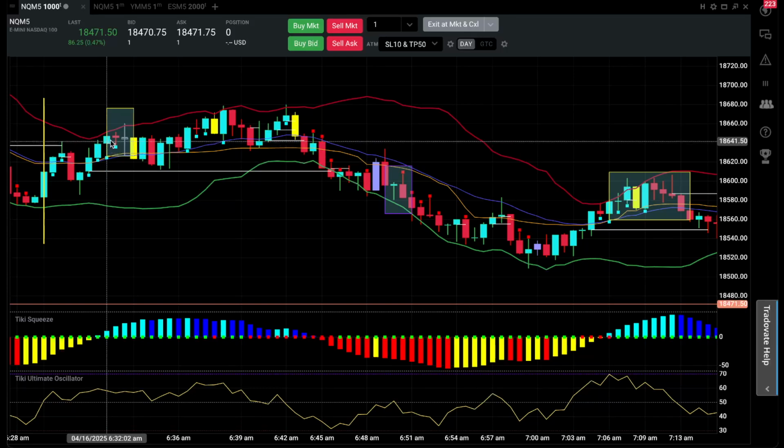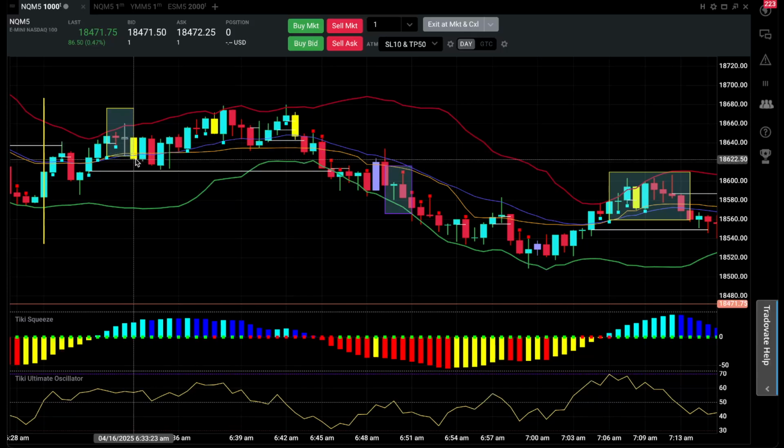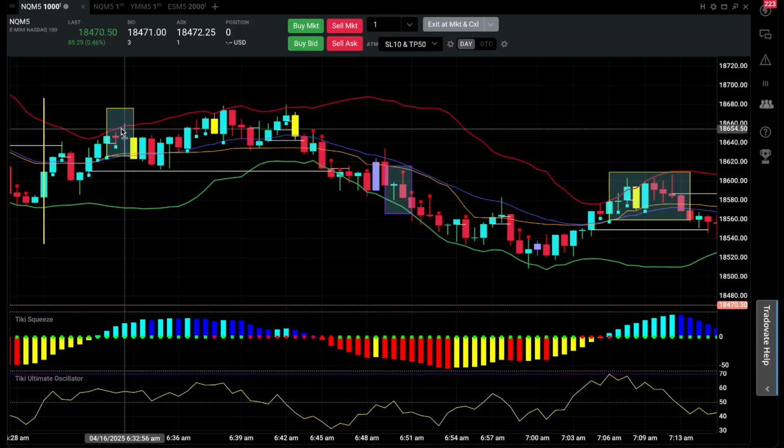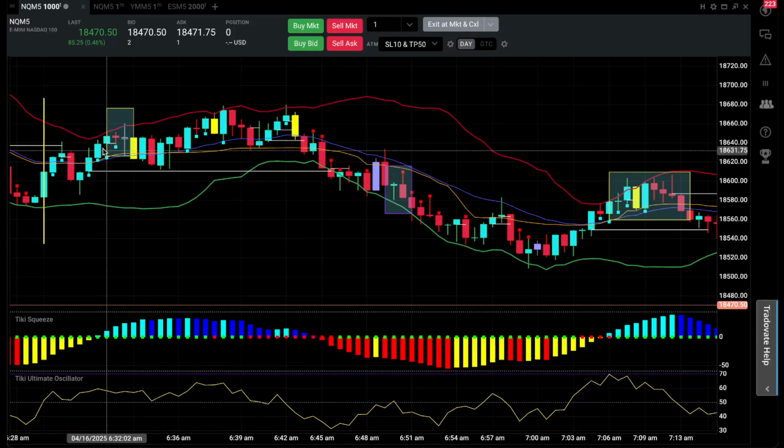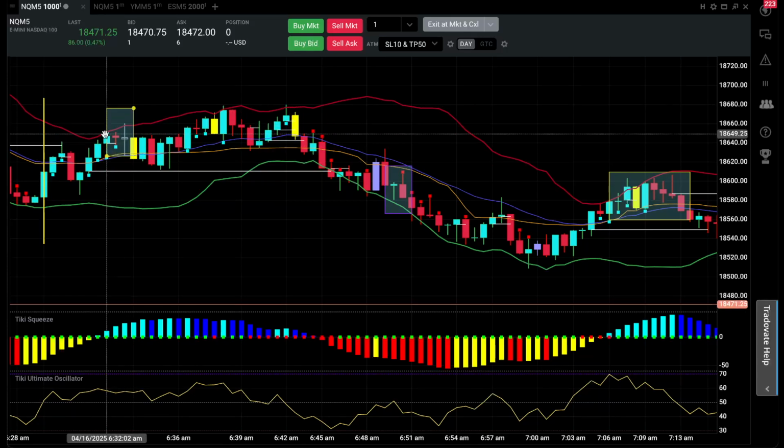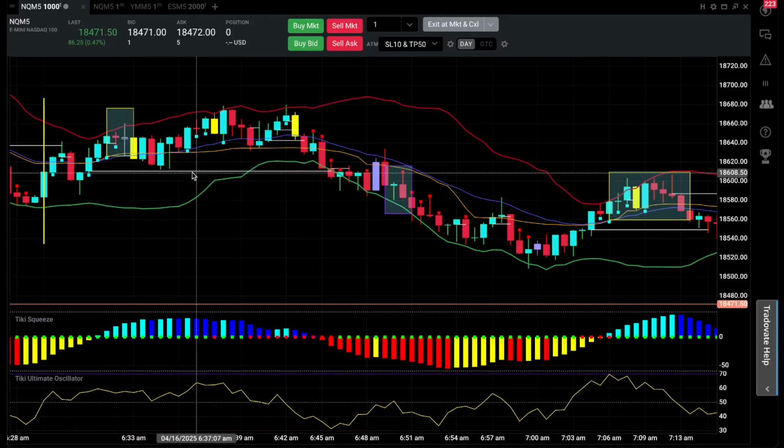So I might have gone long from when price pulled back to the comma, but I would have got stopped out. But I think break even, because it went up so far. This whole box is 50 points, so that's at least 30. So I would move my stop loss to break even. So when it comes down hard, I would just get stopped out at break even.